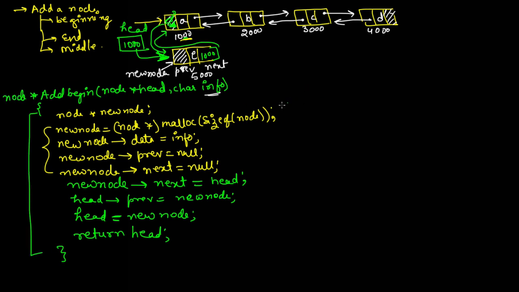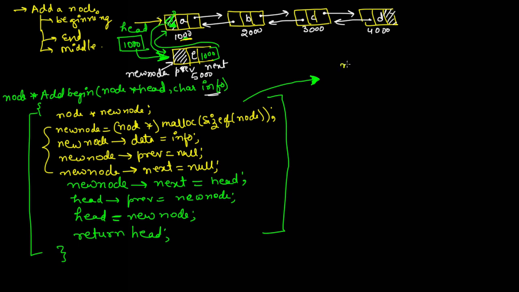Now remember, in all these cases whenever we are adding a node or deleting a node, we have never checked whether the linked list is empty or not, because I wanted to make things as simple as possible. Now we can write this same function, but for every function we have to check whether the linked list is empty or not. So how will you write the same function with checking that linked list is empty or not?